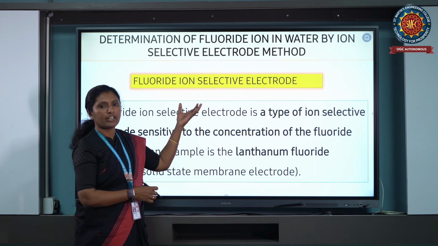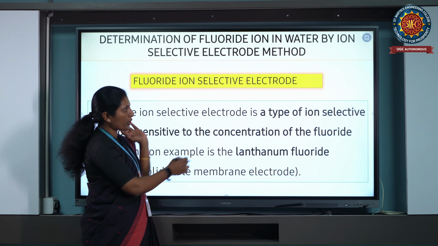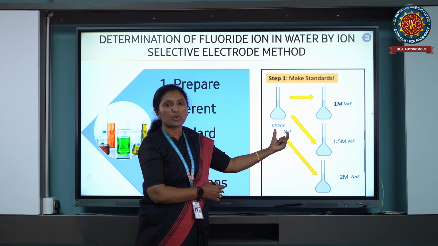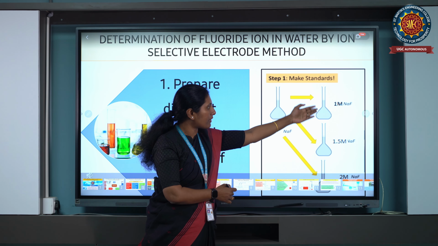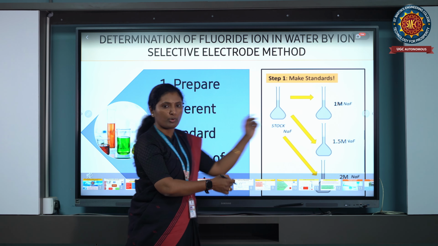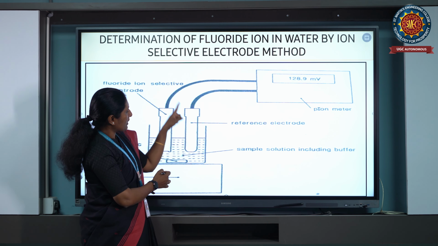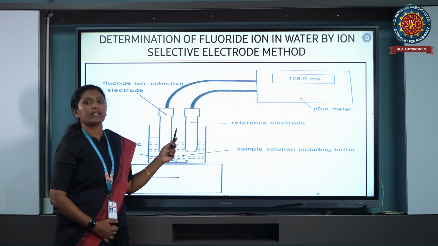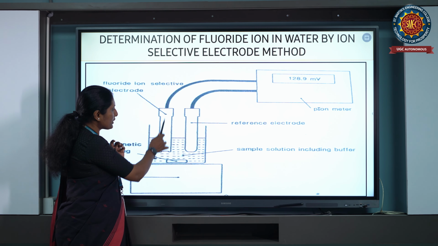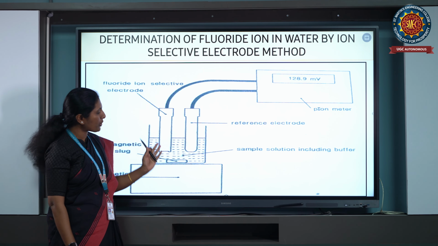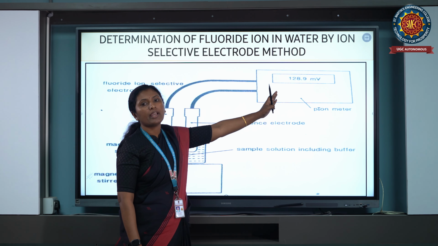Next, already explained what is the fluoride ion selective electrode. Next one is the preparation solution. So this is the sodium fluoride. From that you can prepare 1 molar, 1.5 molar, 2 molar, etc. This is the diagram. Same thing I explained in the notes. So this is the reference electrode and this is the ion selective electrode. This is a beaker and you are getting a potential here.